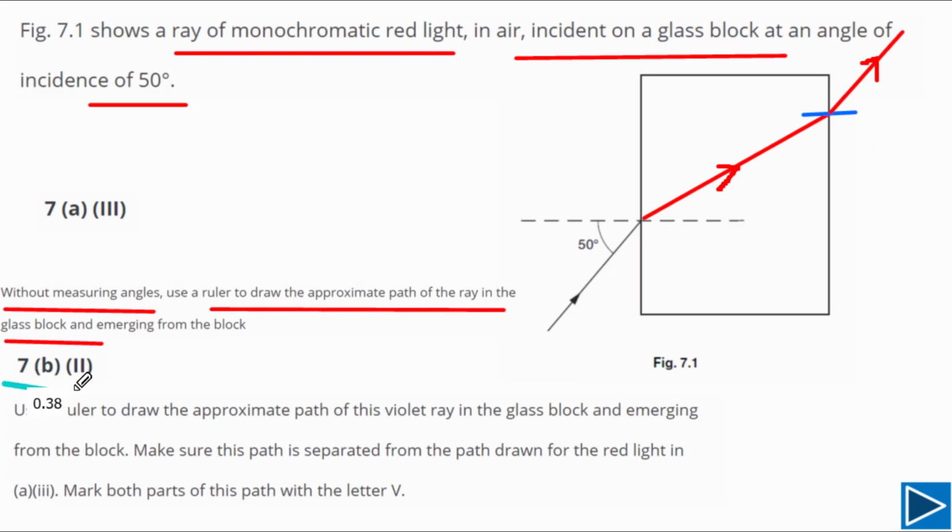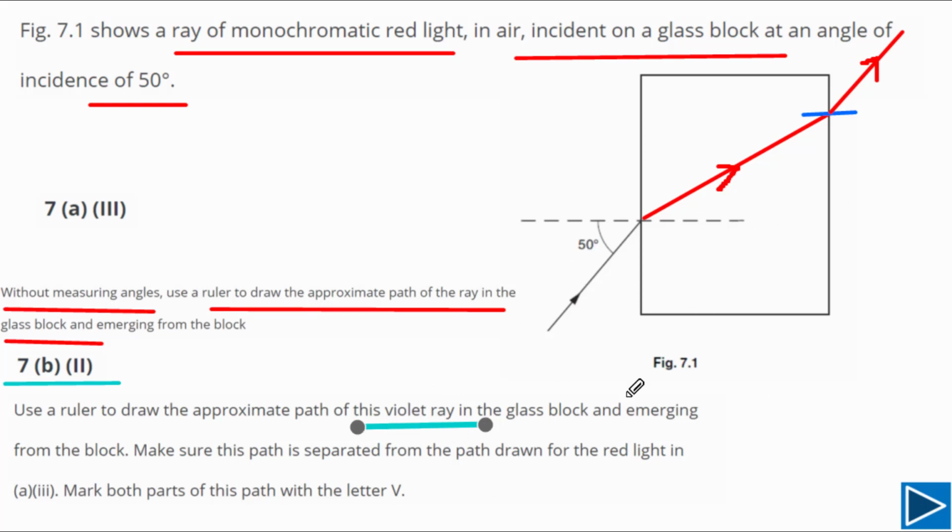For part 7b, it is given to us that red light is replaced with violet light. The angle of incidence and the glass block are the same. Now, first of all, we need to understand which one has higher frequency. Red light or violet light? Violet light has higher frequency. If the frequency of the light is higher, that light bends more, means refracts more. So in this case, violet light will bend more. This is the key concept, and the rest of the steps are the same.